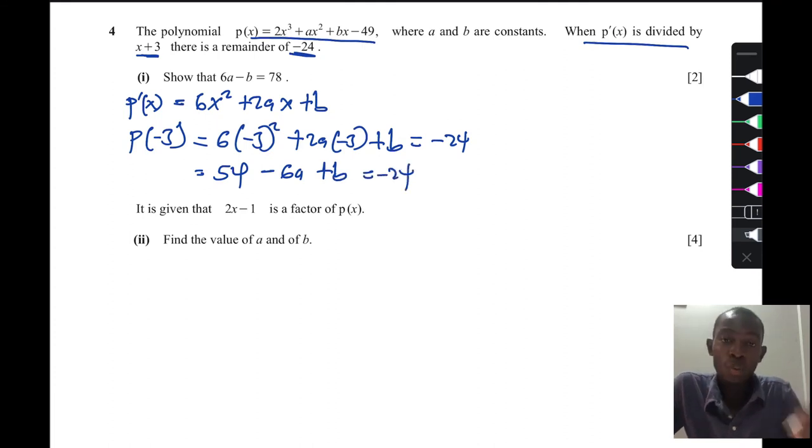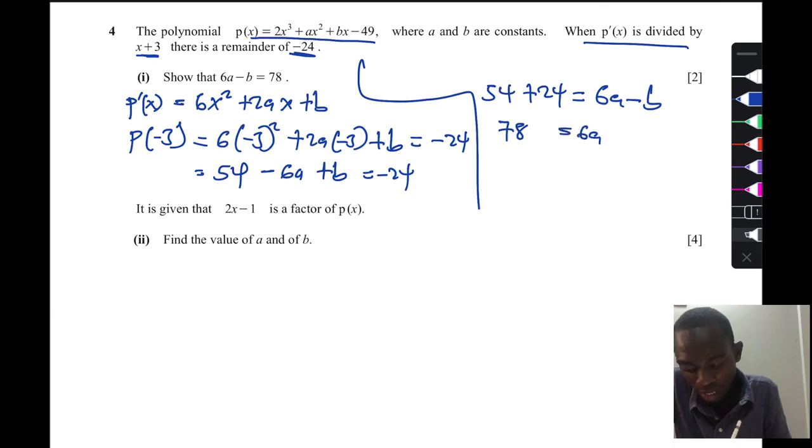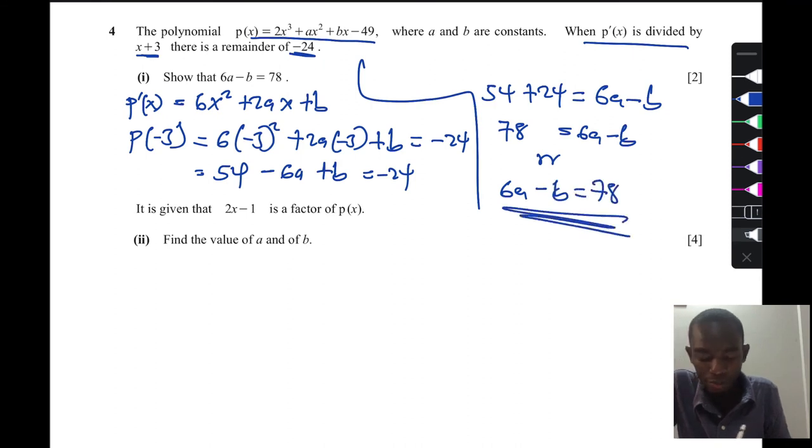Well, they want us to show that it is 6a. So let's move the 6a and then the b to the right hand side, okay? So that will mean that we have 54 plus 24 is equal to 6a minus b. And that will give us 78 equals 6a minus b. Or you can also say 6a minus b equals 78. Okay, now you have proven what they wanted you to do. You've done that. That's great.